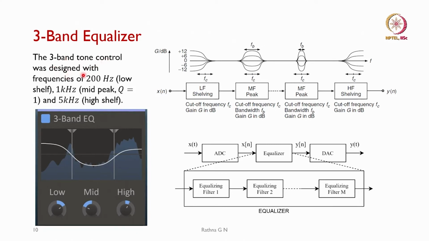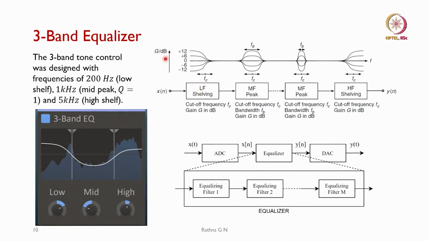The tone control was designed with frequencies of 200 hertz, which is the low shelf, 1 kilohertz, which is the mid peak, where Q is taken as equal to 1, and 5 kilohertz, which is the high shelf. With this you can also design your graphic equalizer.